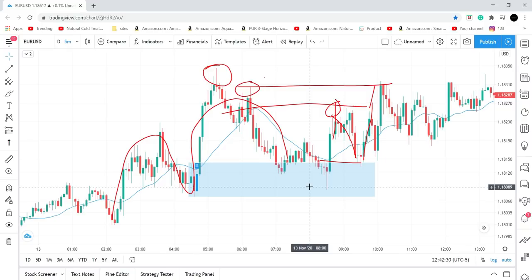So keep that in mind, because a lot of people don't know that these are little things that can actually make you a better trader and step up your game. So let's go to another example.